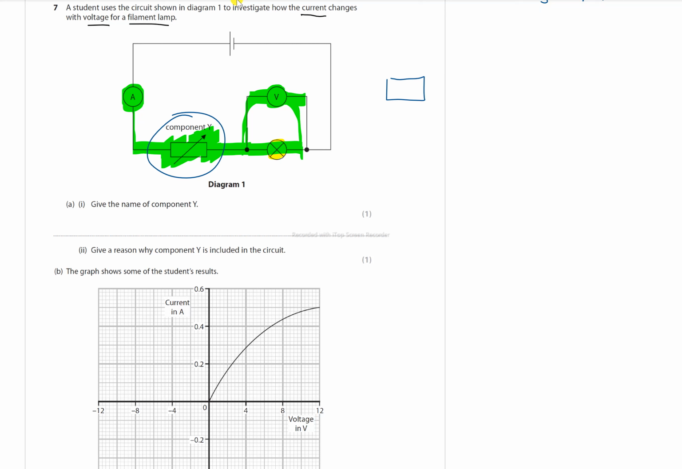So remember, a resistor is like this, and a line across it tells you it's a variable resistor. So you have like a little dial, and you can move that left or right to increase or decrease the voltage here, across here, which increases and decreases the voltage across here.